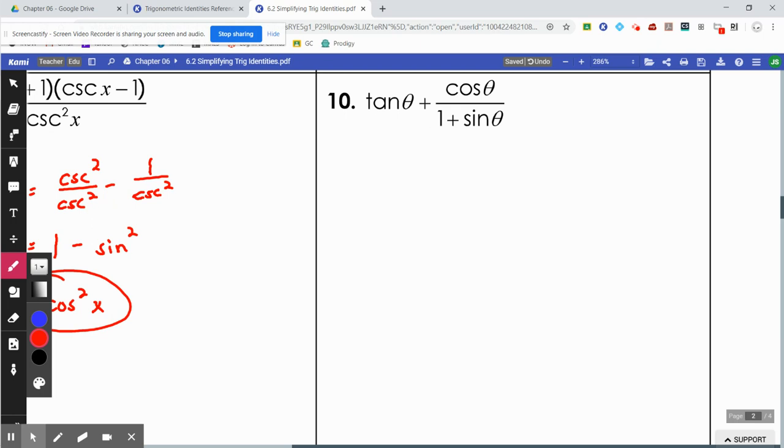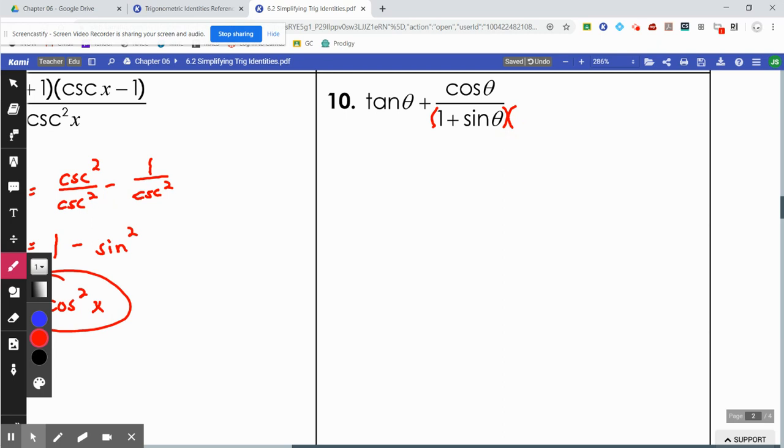Number 10. Tangent plus cosine over 1 plus sine. Now, I want to show you a cool trick that works on these. A lot of times, especially if you have a 1 plus sine, well, I know if I had 1 minus sine squared, that's when that whole Pythagorean stuff works. Well, you can actually create 1 minus sine squared. You can create 1 minus cosine squared, 1 minus tangent squared, 1 minus cotangent squared by using this trick.